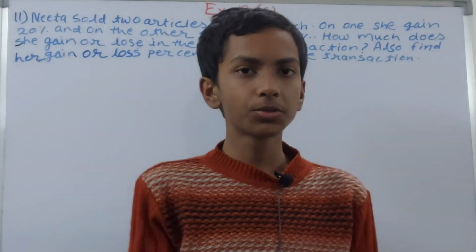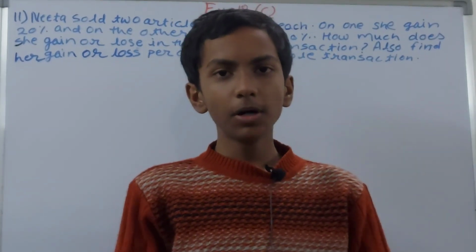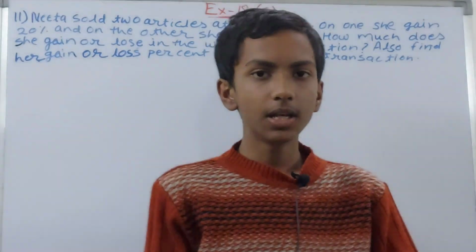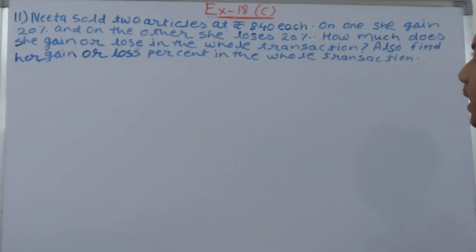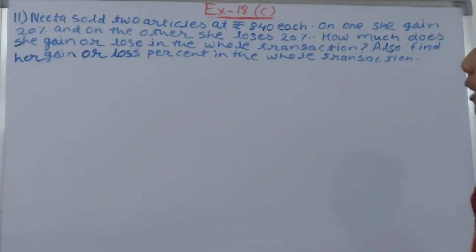In this video we are going to solve ICSE Mathematics Class 7 Chapter 18 Percentage and its applications, exercise 18C, question 11. And this one says Neeta sold two articles at rupees 840 each. On one she gains 20% and on the other she loses 20%. How much does she gain or lose in the whole transaction? Also find her gain or loss percent in the whole transaction, right?